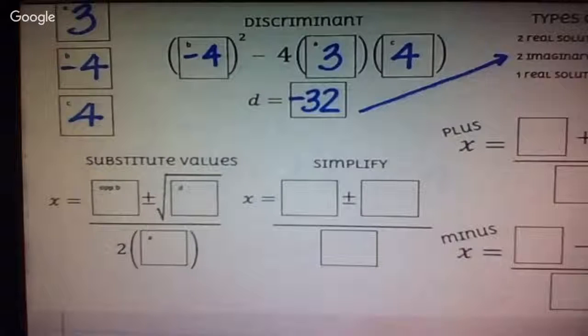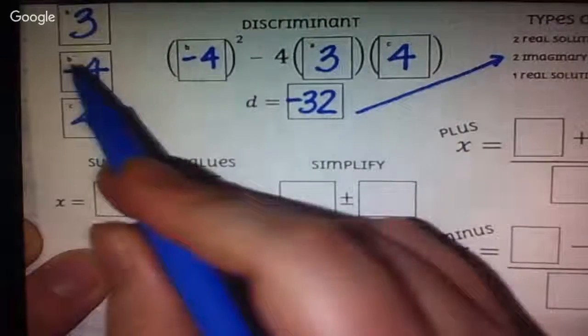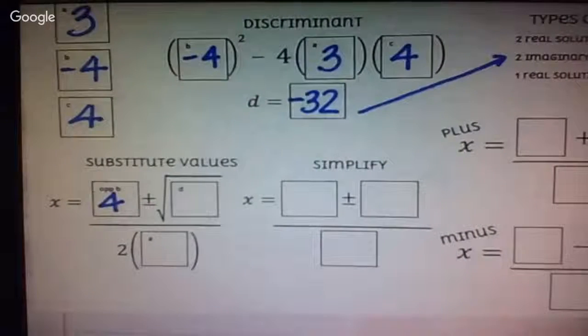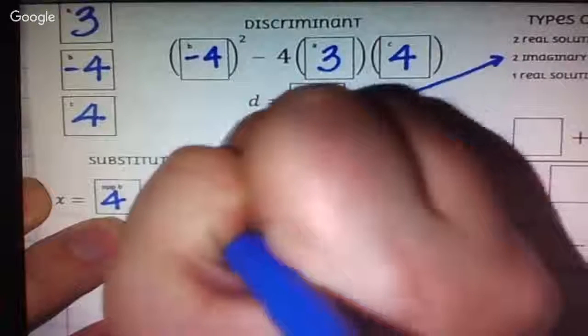Okay. So when I substitute into the quadratic formula, it's -b. Well, when I plug in my b, it's negative already. So what does that double negative do? Makes it a positive. That's why this says opposite B. If it's negative, it's positive. If it's positive, it would be negative. Okay? Underneath the square root is that value you got for your discriminant. So negative 32.